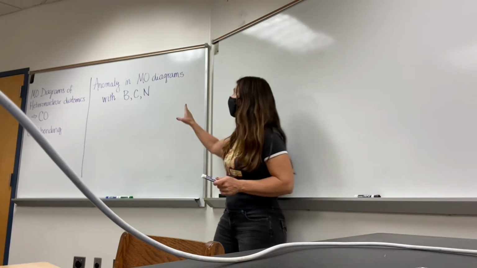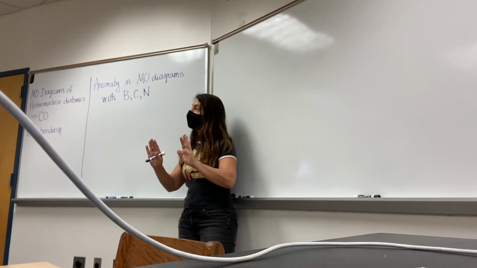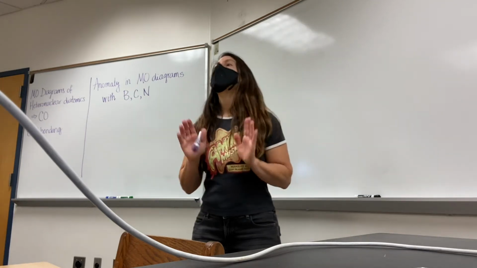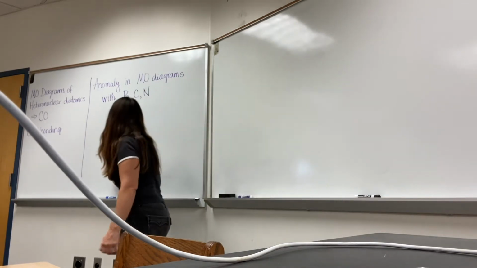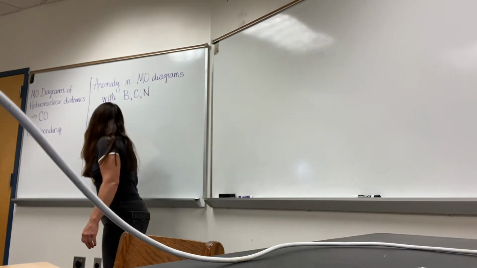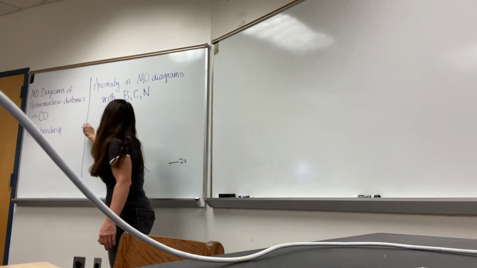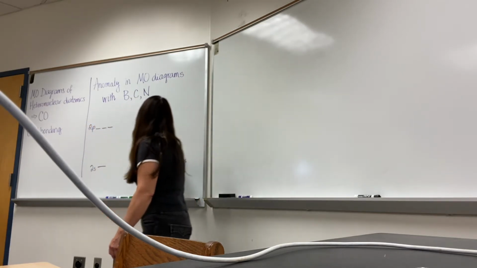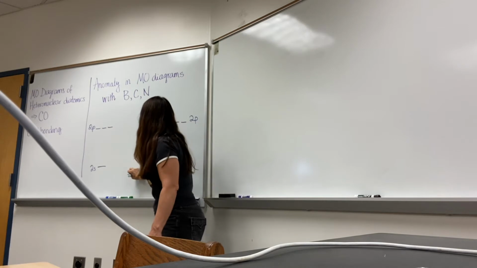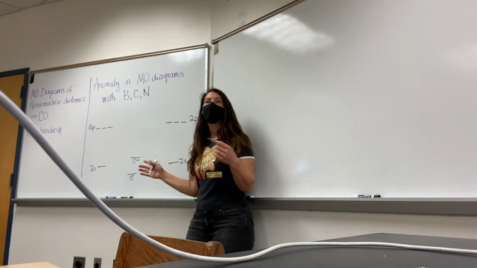But there is this anomaly that shows up with these diatomics that have boron, carbon, or nitrogen in them. And it looks like this. With all these second period elements, we are always seeing the same kind of pattern where we've got the 2s atomic orbitals and the 2p atomic orbitals. And as usual, we expect to see the sigma and sigma star originating from the 2s.